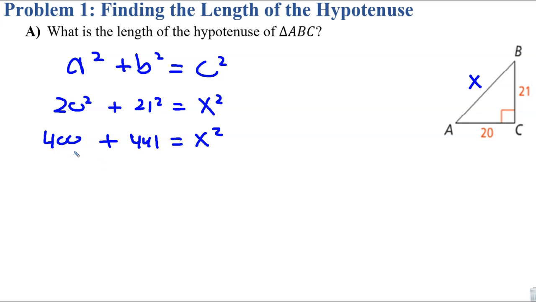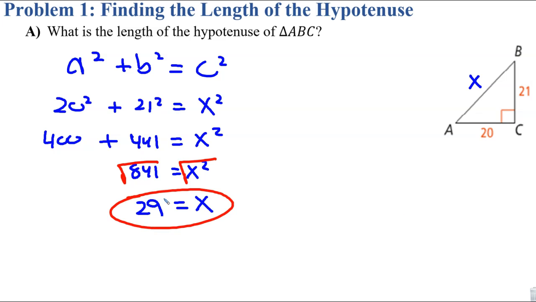Okay, we can combine those. 400 plus 441 is going to be 841. And then to get the x by itself, I want to get rid of the square. So what I'm going to do is I'm going to square root both sides of this equation. That's going to leave me with just an x on the right side, and the square root of 841 is 29. Okay, so I know my hypotenuse is 29. All right, that's how you can use the Pythagorean theorem to solve for a hypotenuse of a right triangle.